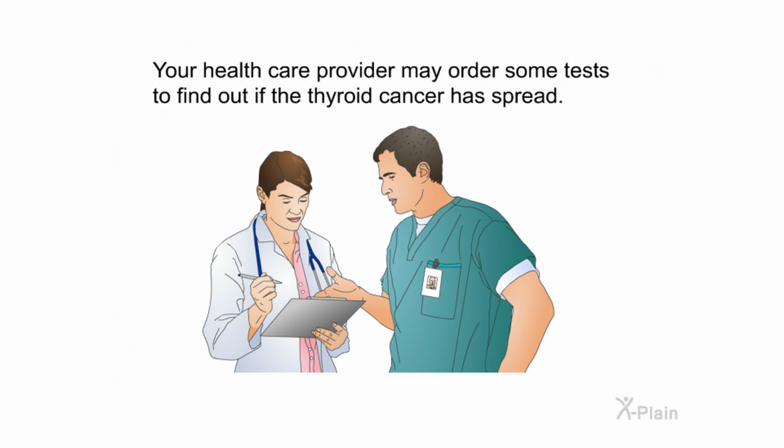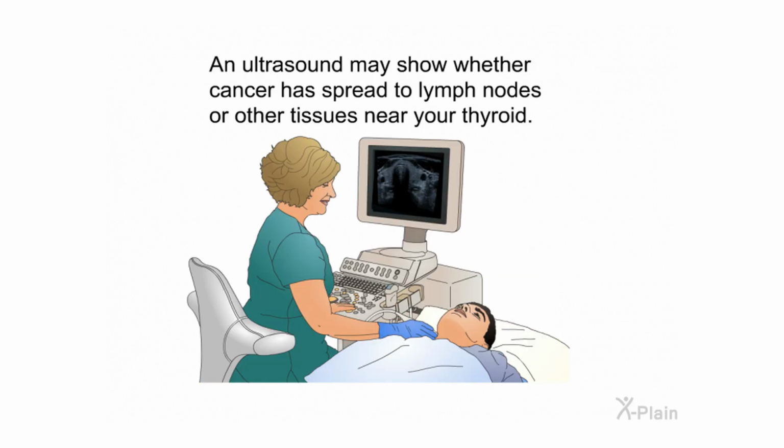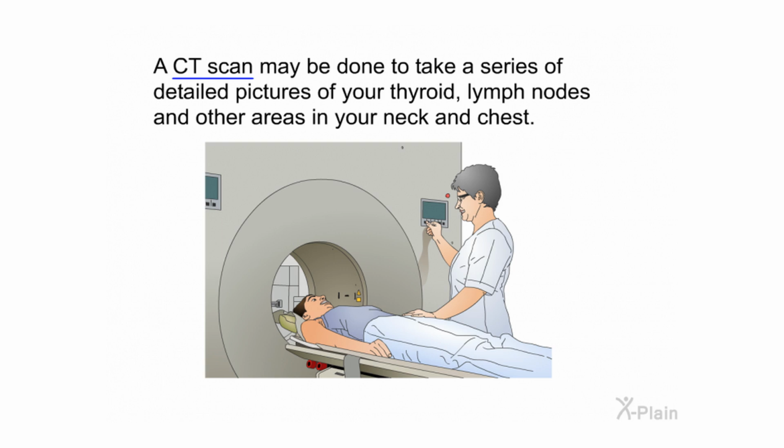Your healthcare provider may order some tests to find out if the thyroid cancer has spread. An ultrasound may show whether cancer has spread to lymph nodes or other tissues near your thyroid. A CT scan may be done to take a series of detailed pictures of your thyroid, lymph nodes, and other areas in your neck and chest.